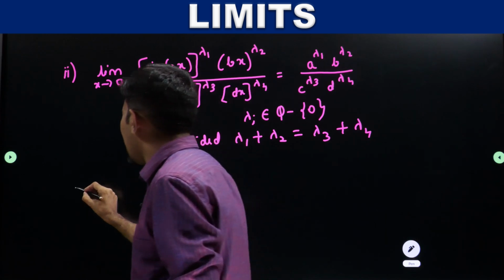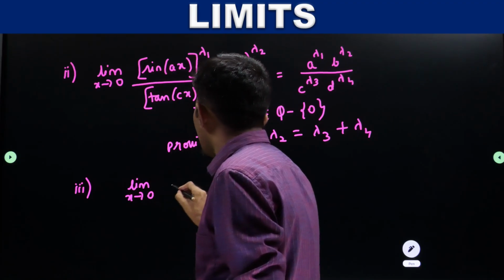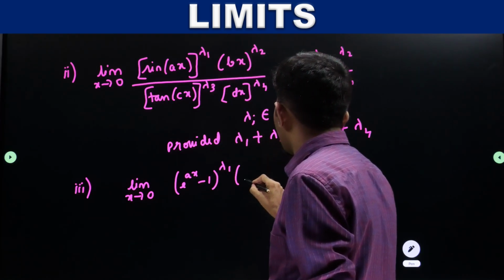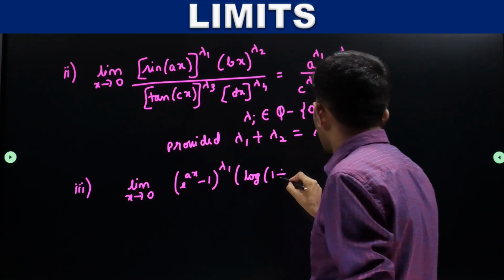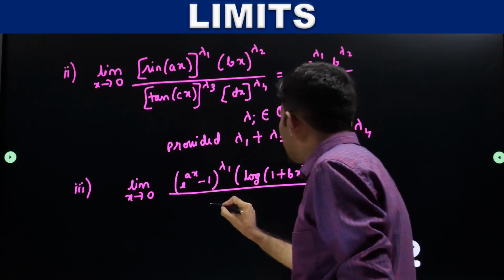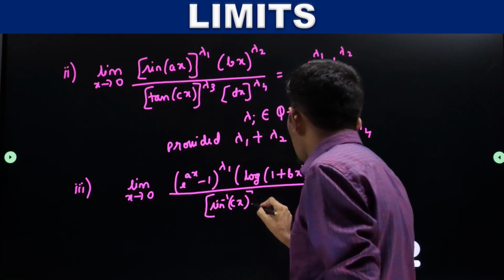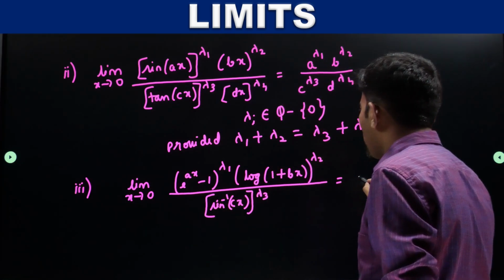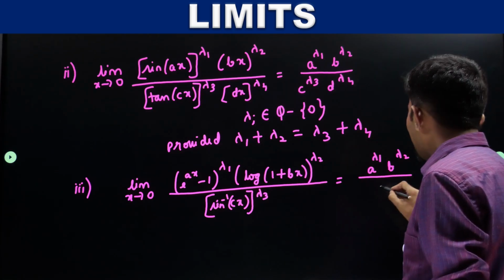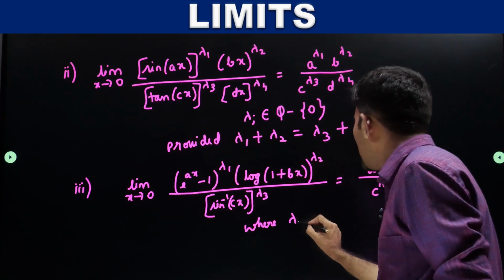Even I can give like this. Limit x tends to 0. I can write like this also. Limit x tends to 0, say e power ax minus 1 to the power lambda 1 into log of 1 plus bx whole to the power lambda 2 divided by sine inverse of cx to the power lambda 3. This is going to be equal to what? A power lambda 1 into b power lambda 2 divided by c power lambda 3, where lambda 1 plus lambda 2 should be equal to lambda 3.